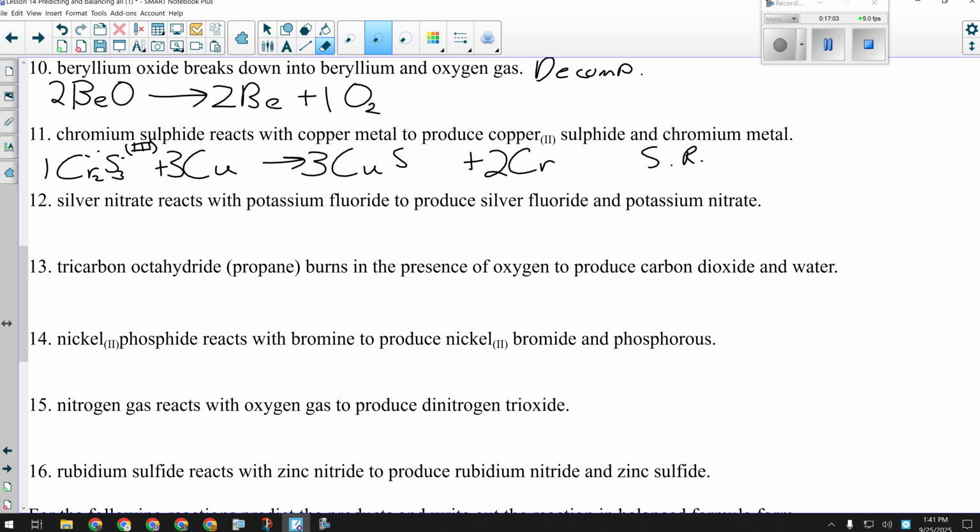Okay, for number 12, we've got silver nitrate. Okay, so Ag plus 1, nitrate minus 1, so that compound's fine the way I wrote it, with potassium fluoride. So K plus 1, fluoride minus 1, so that compound's also fine the way I wrote it. Okay, and that's going to produce silver fluoride, plus 1 minus 1, so that compound's fine the way I wrote it. Okay, and potassium nitrate, K with a plus 1, nitrate with a minus 1, also fine the way I wrote it.